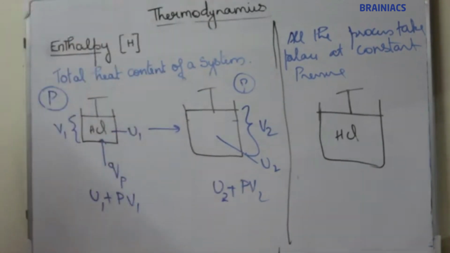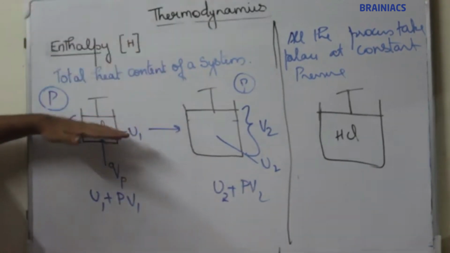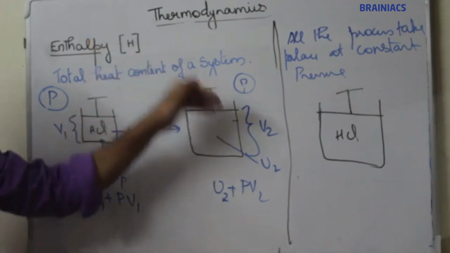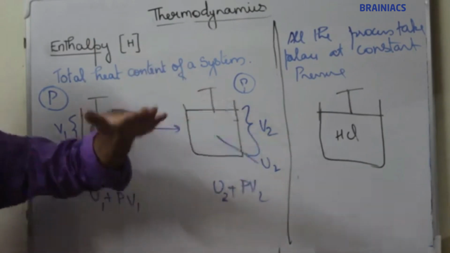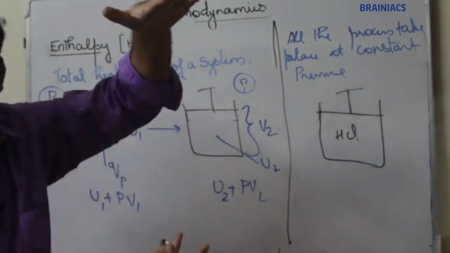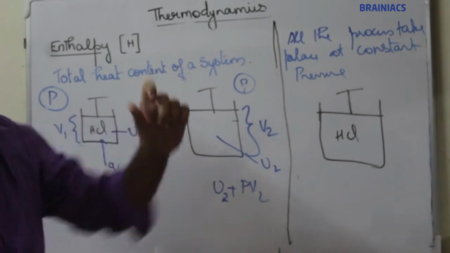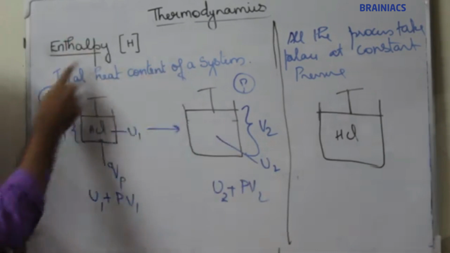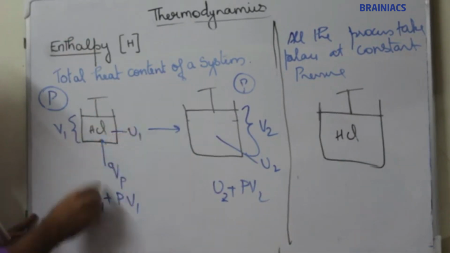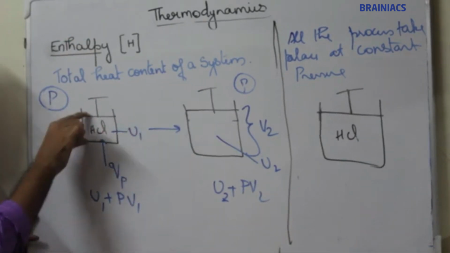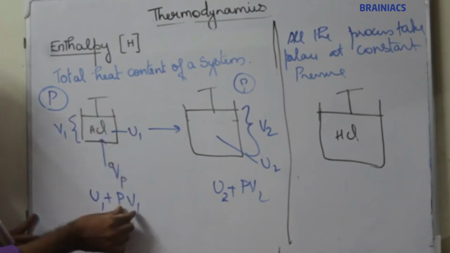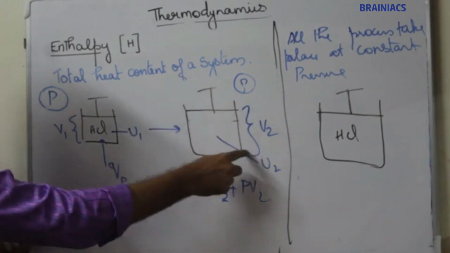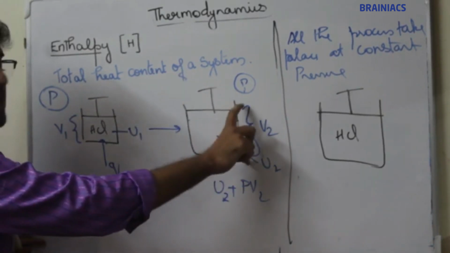I think it's clear. Here volume V1 changes to V2. That means there is a work energy. When the piston moves upwards, it is expansion work; downwards, compression work. So you can observe a work energy. Before adding heat, let U1 be the internal energy and, due to volume V1, PV1 be the work energy. When we supply heat energy, internal energy increases to U2 and volume changes to V2.